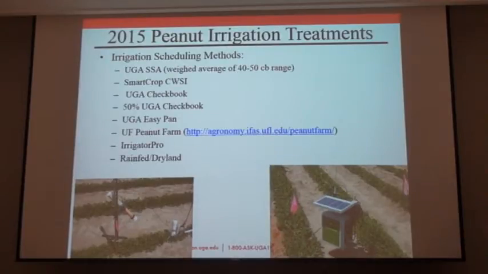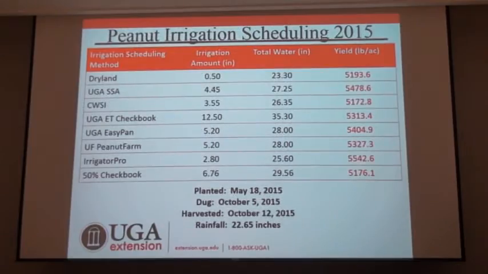Checkbook again, I said, all right, let's look at half the reduced checkbook and see if that's maybe where we start to go, or we need to go 3/4, somewhere in there. I'm just looking at reducing that a little bit. Easy Pan, Peanut Farm, and then I'm going to try out Irrigator Pro this year in rain-fed dry land.